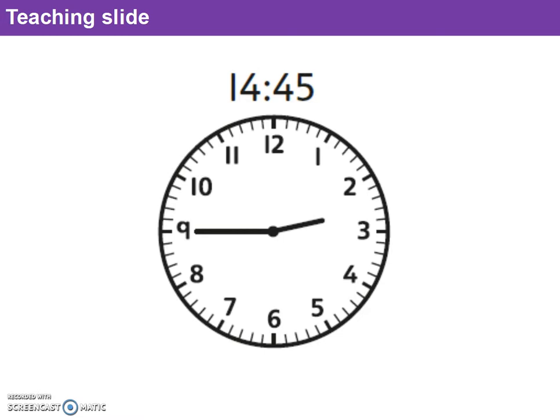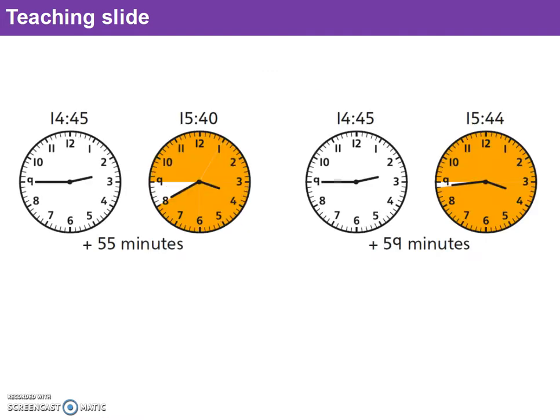So if we count on those two times from this analog clock, you can see what time it will end at. So if we're at 14:45, 2:45, and we count on 55 minutes, it means it will finish at 15:40, 3:40. If it was 59 minutes long, it would start at 14:45 or 2:45 and end at 15:44, 3:44. And it will be any time in between. So we could have it as 15:40, 15:41, 15:42, 15:43, or 15:44. So any of those times would be the correct answer to this.